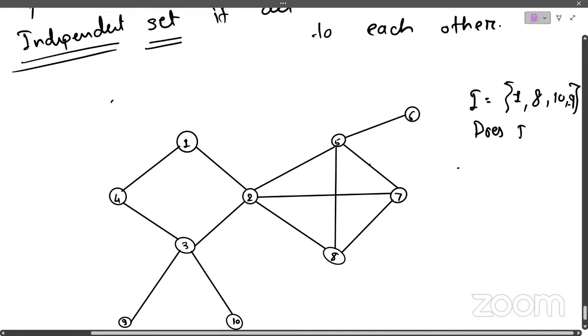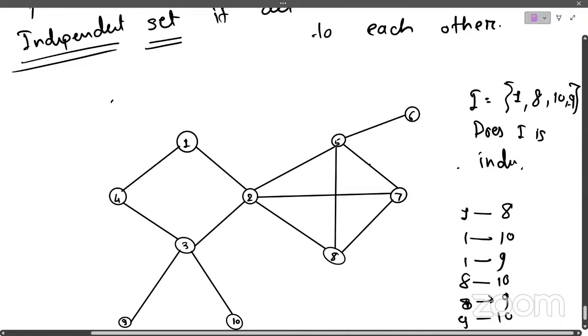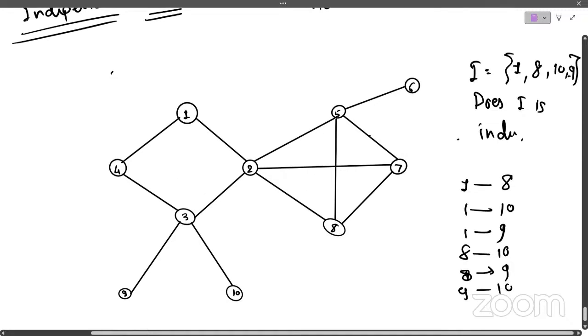Yes, I is independent, because you can observe that there is no edge between any of the vertices. There is no edge between 1 and 8, 1 and 10, 1 and 9, similarly 8 and 10, 8 and 9, and 9 and 10. There is no direct edge between any of them. So that's why it is an independent set. Basically, an independent set is a subset of a vertex set in which each Vi and each Vj are non-adjacent. Non-adjacent means there is no direct edge between any two vertices. So that set is known as an independent set.